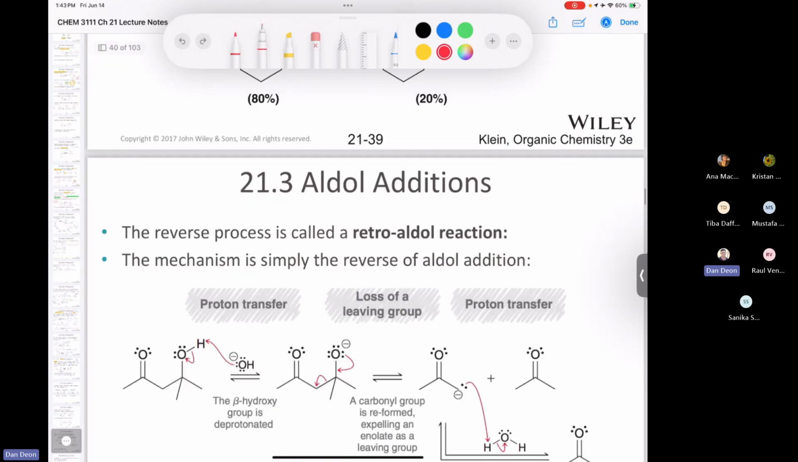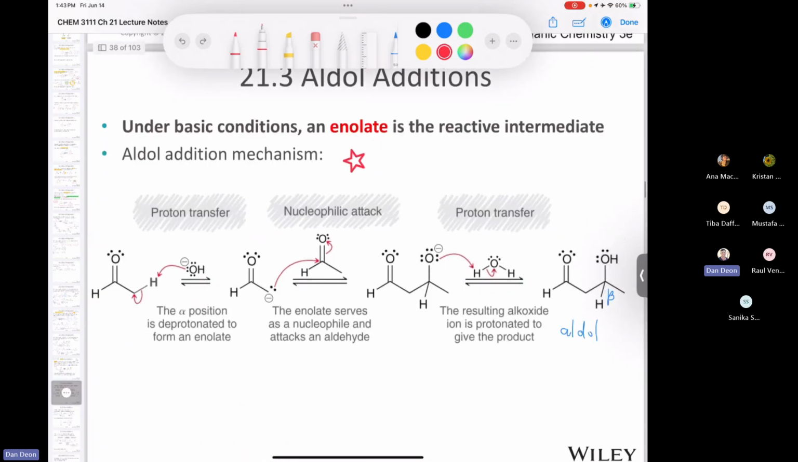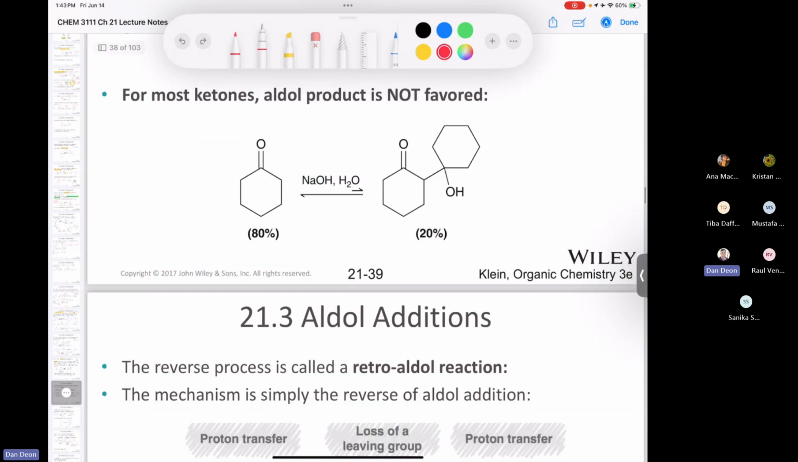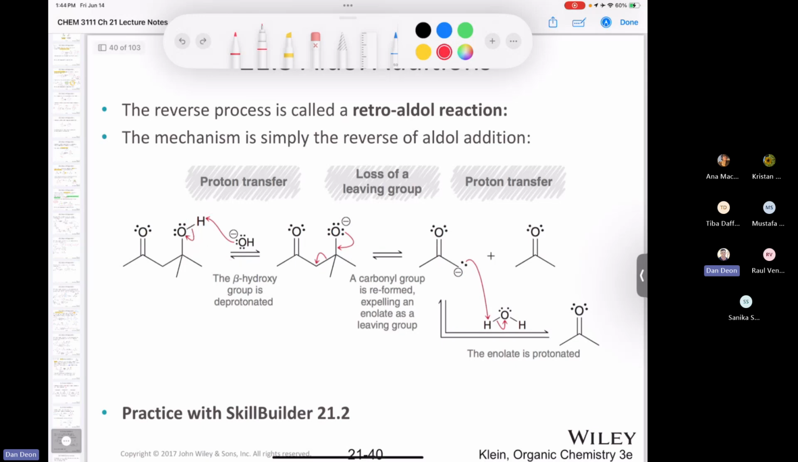Well, the good news is this. If you know the curved arrows for the formation of the aldol, the retroaldol reaction is just the exact reverse, okay? So all we do is a proton transfer to make the alkoxide, and then look very carefully. You have an enolate behaving as a leaving group here, okay? So the enolate takes off in this case.